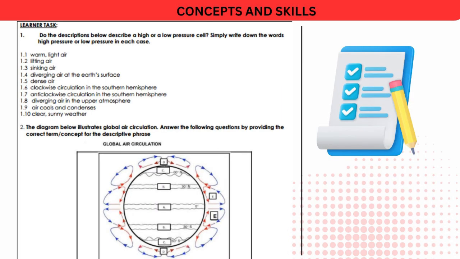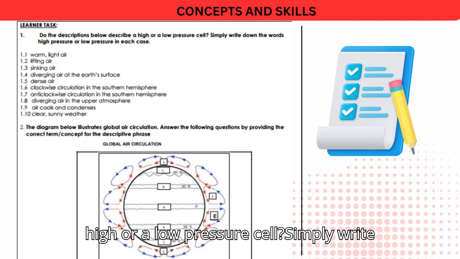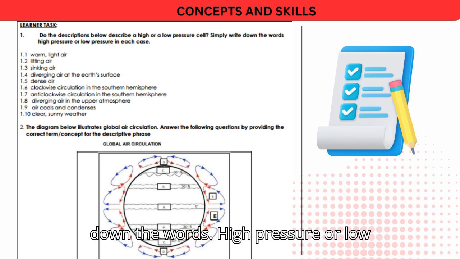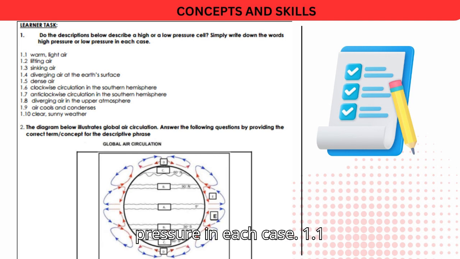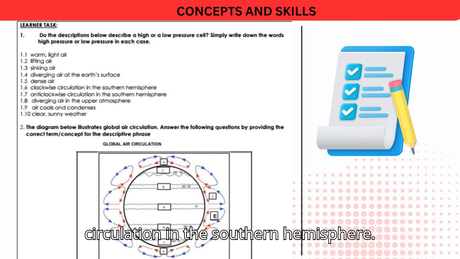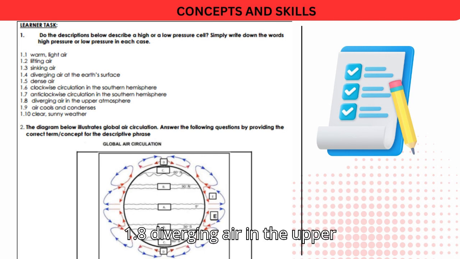Learner task. 1. Do the descriptions below describe a high or a low pressure cell? Simply write down the words high pressure or low pressure in each case. 1.1 Warm, light air. 1.2 Lifting air. 1.3 Sinking air. 1.4 Diverging air at the Earth's surface. 1.5 Dense air. 1.6 Clockwise circulation in the southern hemisphere. 1.7 Anti-clockwise circulation in the southern hemisphere. 1.8 Diverging air in the upper atmosphere. 1.9 Air cools and condenses. 1.10 Clear, sunny weather.